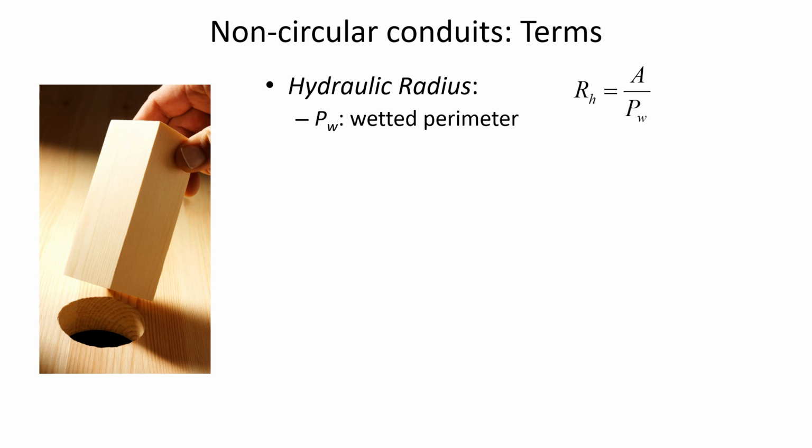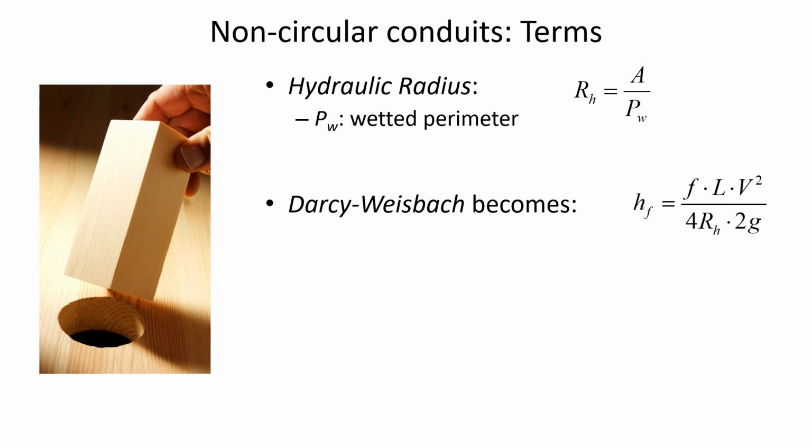So in the case of a square pipe, the area would just be the length times the height, and the wetted perimeter would be 2 times the length plus 2 times the height. So it's no great adjustment to calculate the hydraulic radius, but we adjust the Darcy-Weisbach equation by substituting in 4 times the hydraulic radius in place of diameter. Normally the Darcy-Weisbach equation just has d in the denominator, and the adjustment if you have a non-circular conduit is 4 times the hydraulic radius.